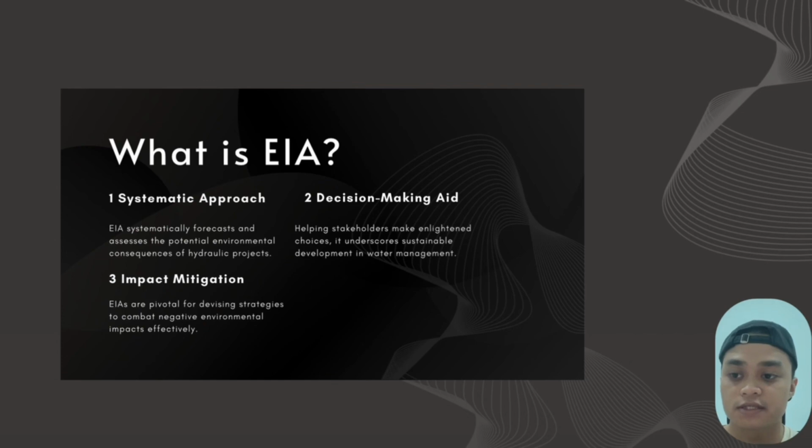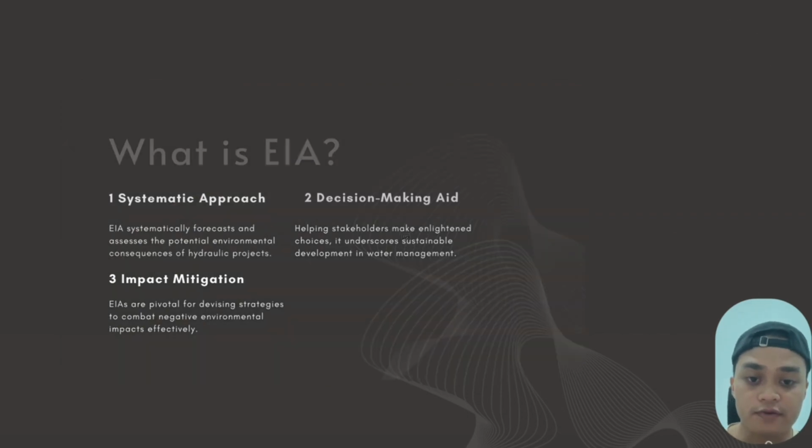The third point is impact mitigation. Impact mitigation is pivotal for devising strategies to combat the negative environmental impact effectively. So here the EIA is trying to lessen the impact on humans and flora and fauna.